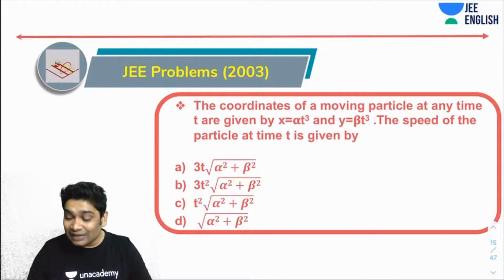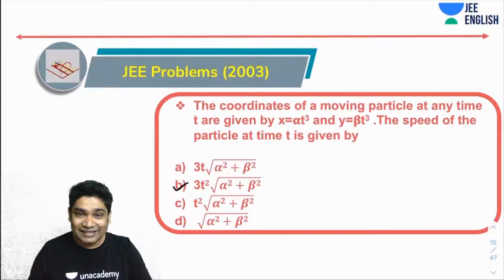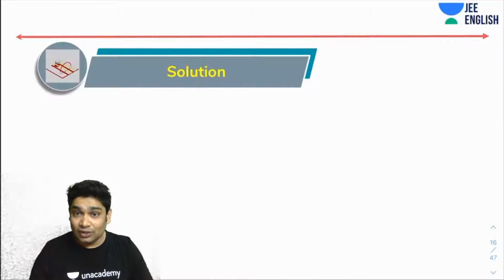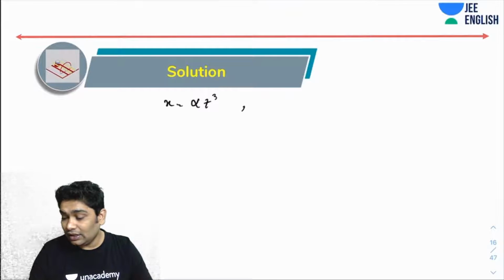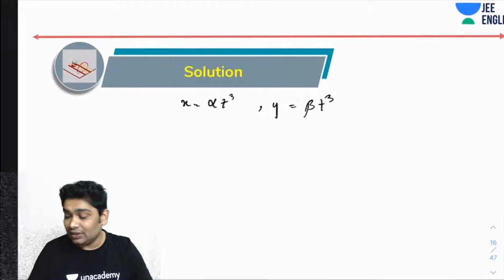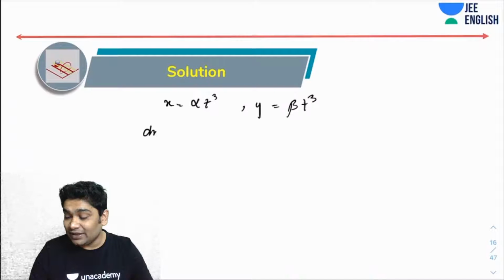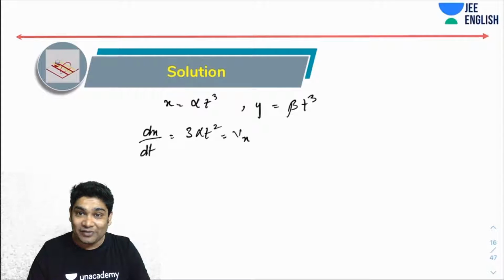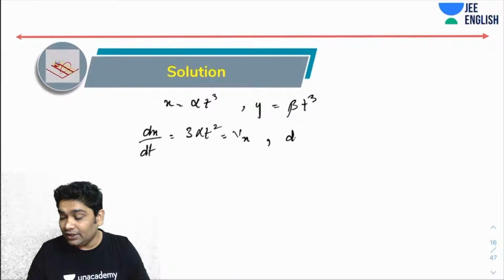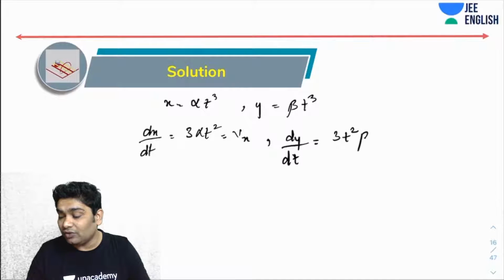This is how easy the approach is. If you know how to go about the problem, these questions are going to be super easy. What you need to do is say x equals alpha t cube and y was beta t cube, right? So what is dx by dt? dx by dt would be 3 alpha t square, and this is the x component of the velocity. I hope everybody knows that that is how it works. The x component of velocity, or Vx, is the rate of change of the x coordinate. Similarly, dy by dt is the y velocity. The rate of change of the y coordinate is the y component of the velocity.